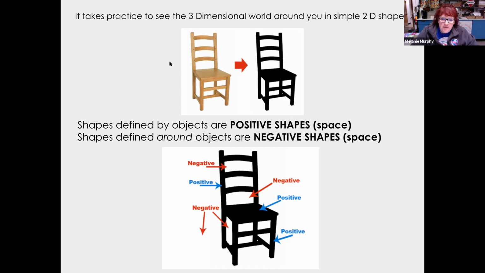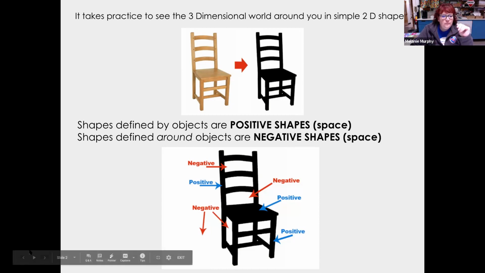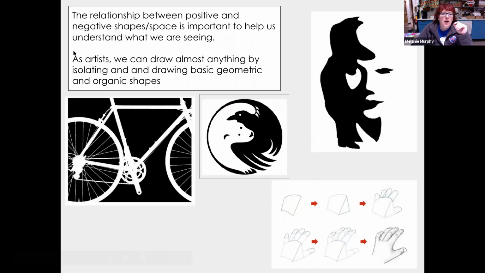So when you look at the picture of the chair defined as just black and white, not as chair, the black part is the positive and the space around it, the white part, is the negative. So something we're going to do next week is expand on that and just isolate things that way, because that's a really good way to train yourself into understanding a subject and also drawing it. That's a really good way to develop your skills as an artist. So this relationship between positive and negative shapes is really important to help our brain understand what we're seeing, whether you're drawing as an artist or not.